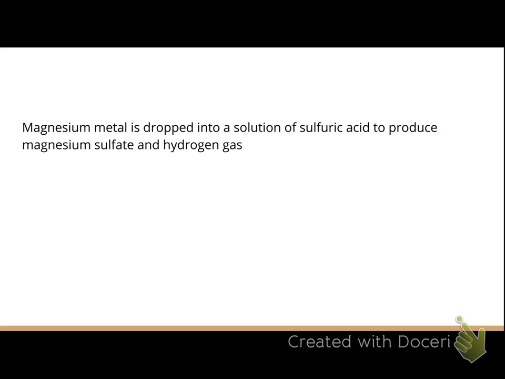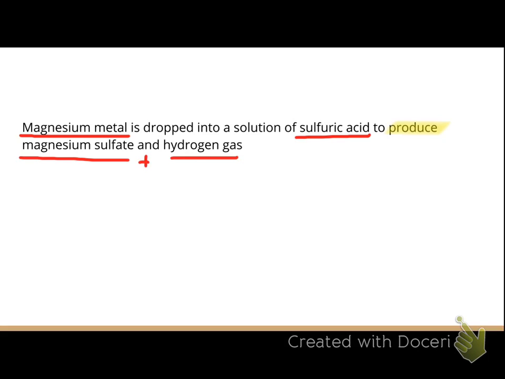A key word here for us is "to produce." So produce should make you think products. Products will make you think of the right side of the equation, okay? So we're producing magnesium sulfate and hydrogen gas. So we know the two things that we are producing. So where do they come from? They come from magnesium metal is dropped into a solution of sulfuric acid.